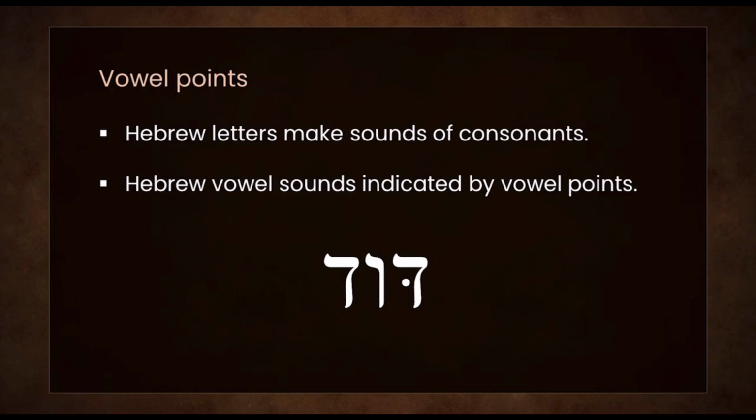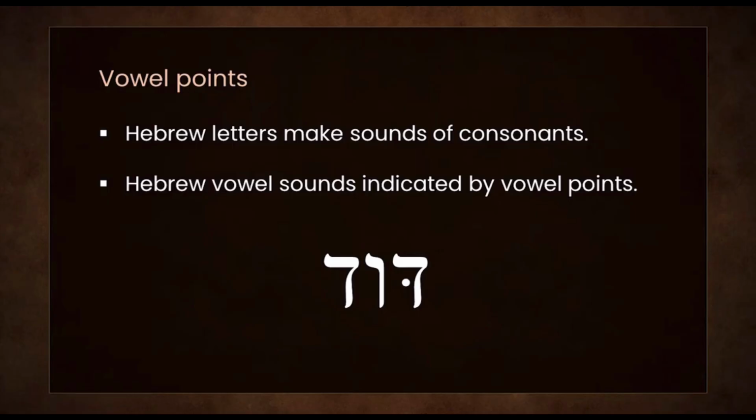Another feature of Hebrew is that Hebrew has small symbols that are called vowel points. In English, we have 5 letters that are vowels: A, E, I, O, and U, and the rest of the letters are called consonants. Most Hebrew letters make the sounds of consonants, and the vowel sounds are indicated by vowel points. To see what this looks like, here is a Hebrew word.